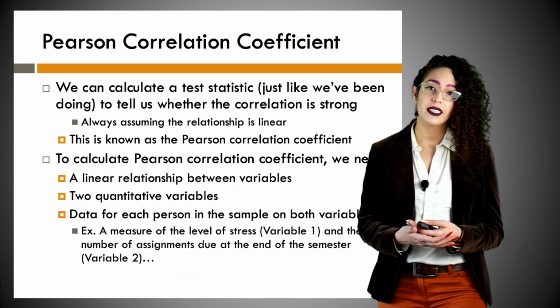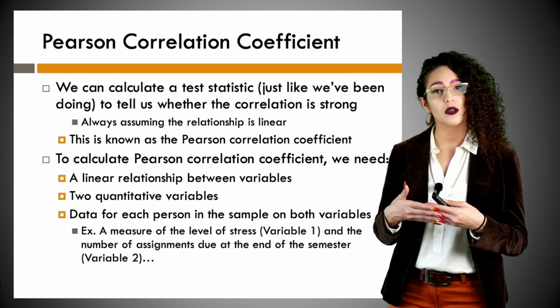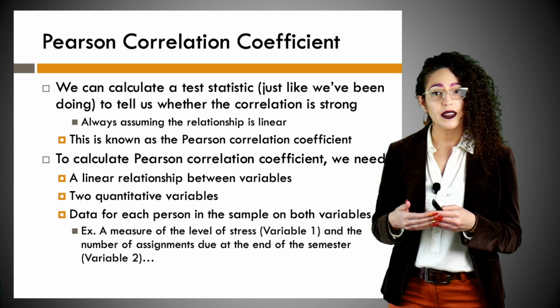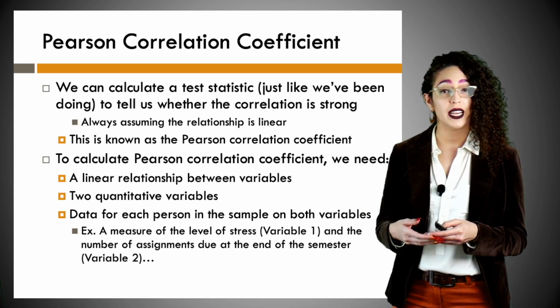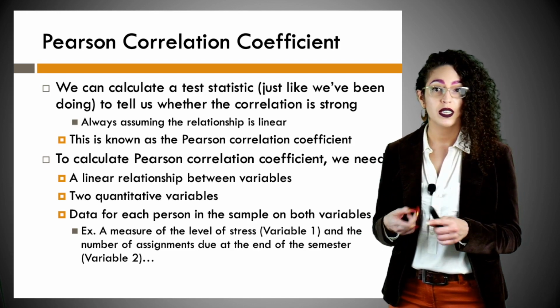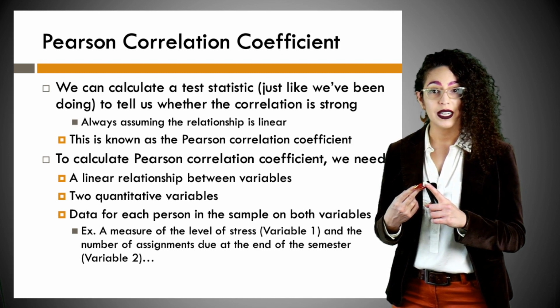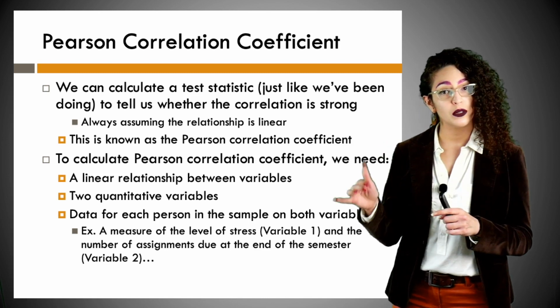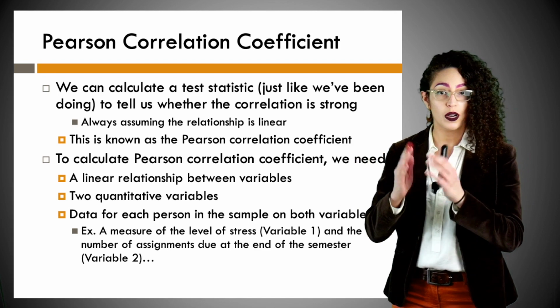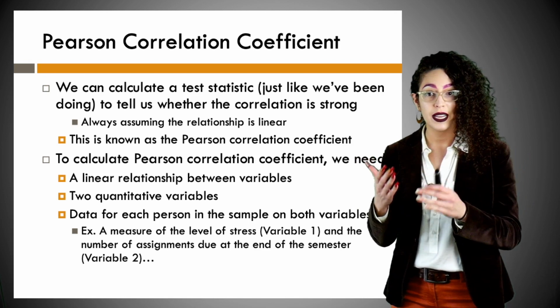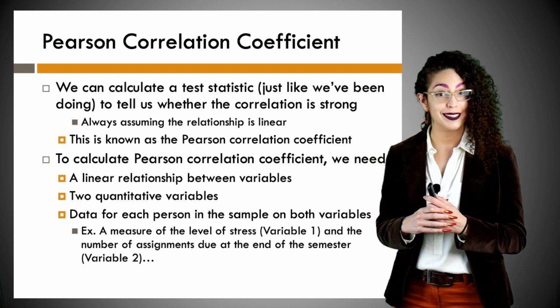We can calculate a test statistic just like we've been doing to tell us whether the correlation is strong or not. To calculate the Pearson's correlation coefficient, we need a linear relationship between two variables, two quantitative variables, and data for each person on both of those variables. So one person's score on their stress and the number of assignments they have at the end of the semester.